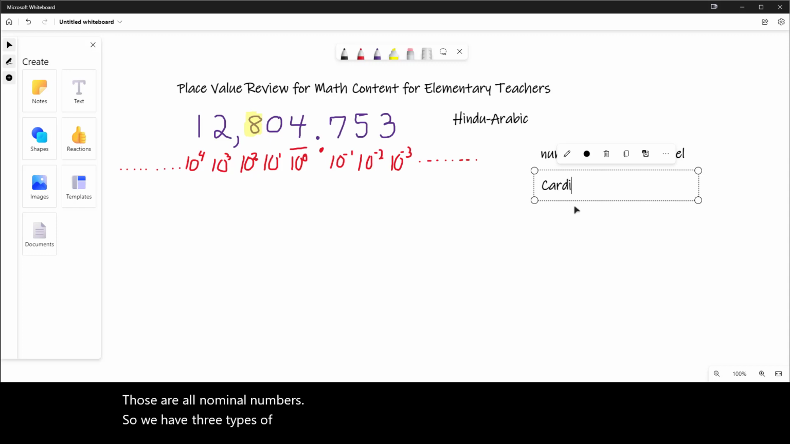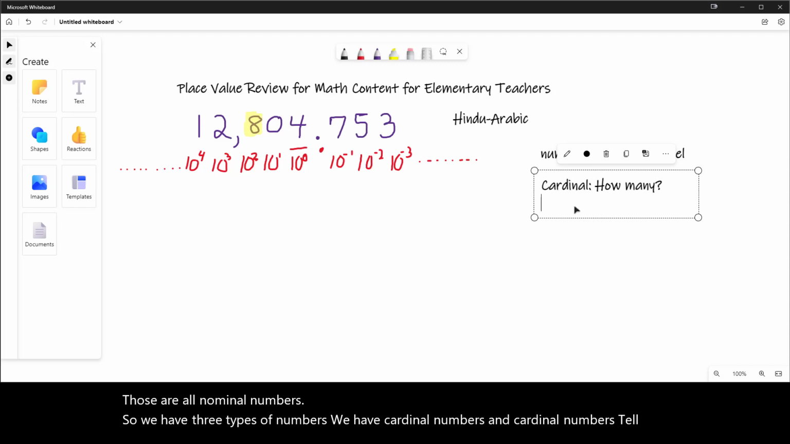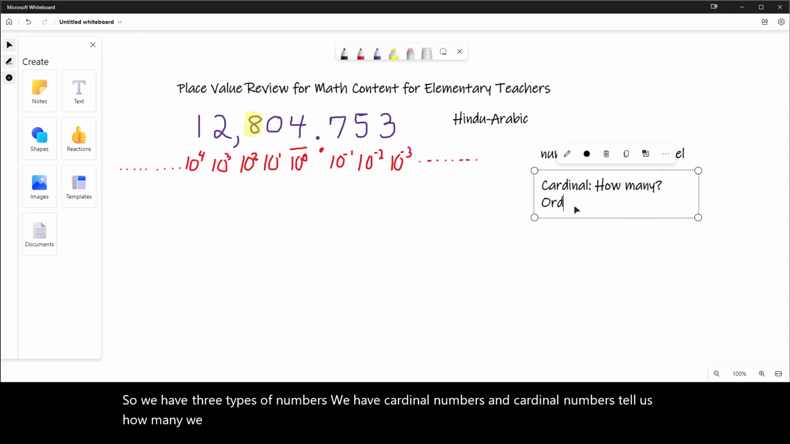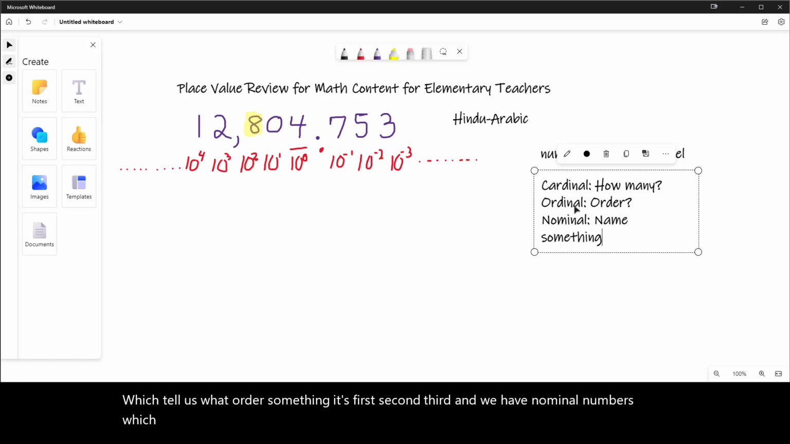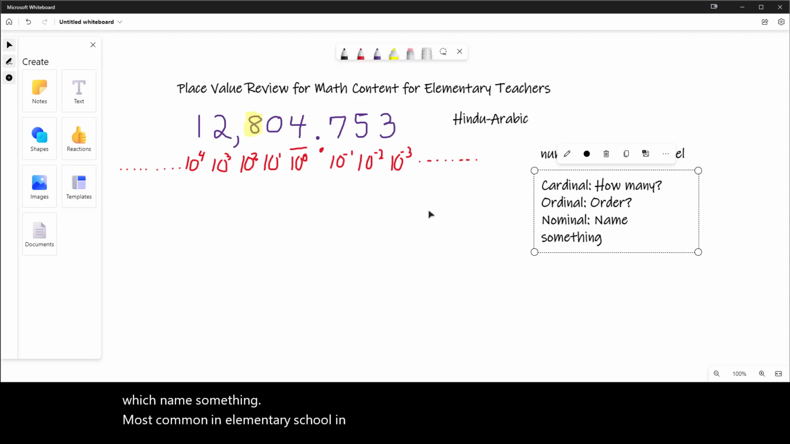We have cardinal numbers, and cardinal numbers tell us how many. We have ordinal numbers, which tell us what order something is, first, second, third. And we have nominal numbers, which name something. Most common in elementary school and in life for most people is cardinal, how many there are.